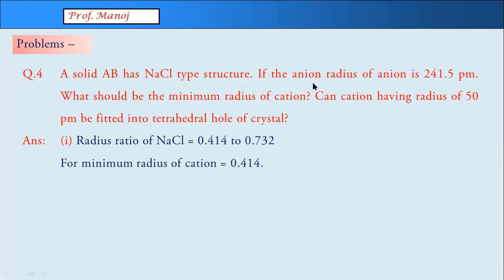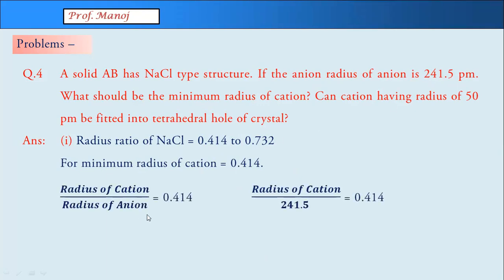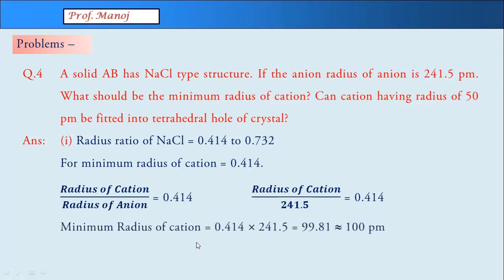So अपना रेडियस एनायन का दिया है 241.5. So cation upon anion is 0.414. उसमें से ये वैल्यू है 241.5 जो दिया है. So कैटायन का आंसर आएगा 99.81. That's around 100 picometer. So इतने तक का वैल्यू हम लोग ले सकते हैं मिनिमम. इतना वैल्यू वो कैटायन एक्सेप्ट कर सकता है, तो ही उसका रेडियस रेशो एकदम करेक्ट आएगा. I have solved only first part of the problem. Tell me if you have a doubt in this.